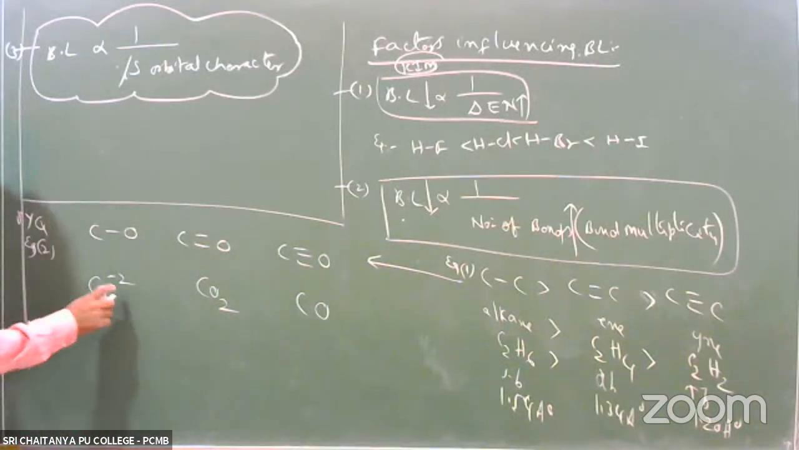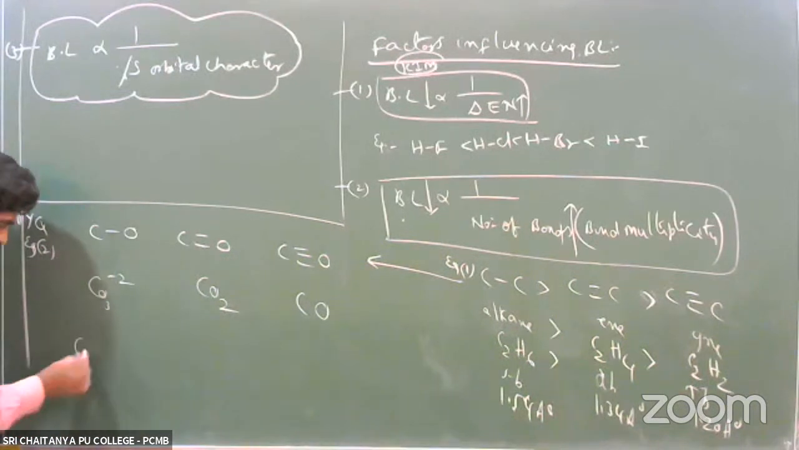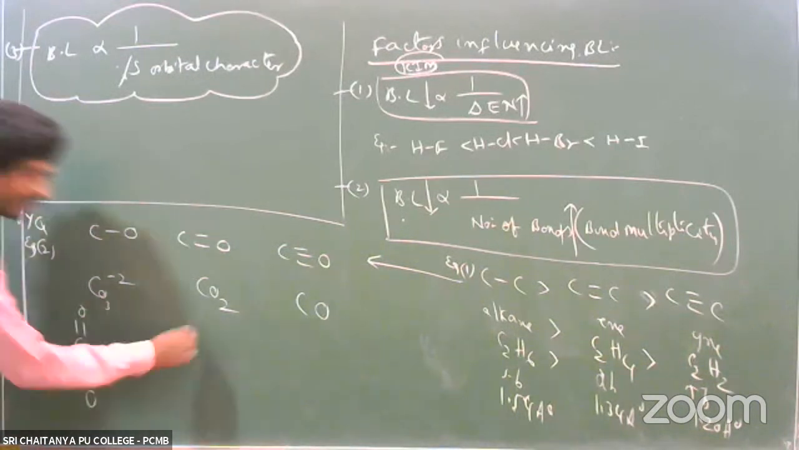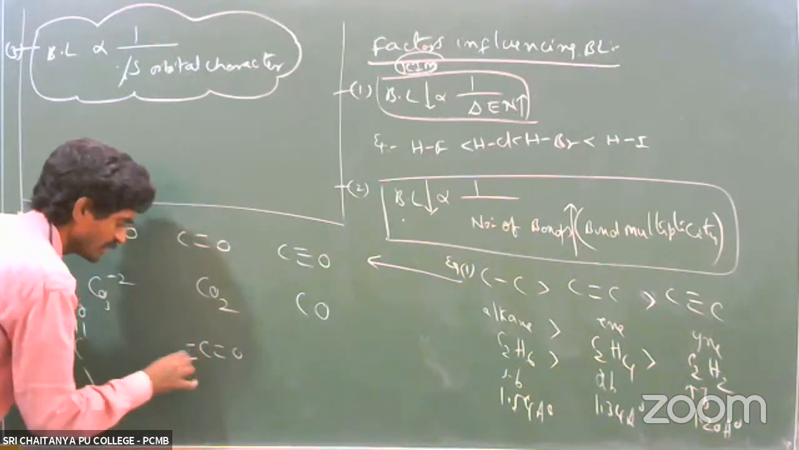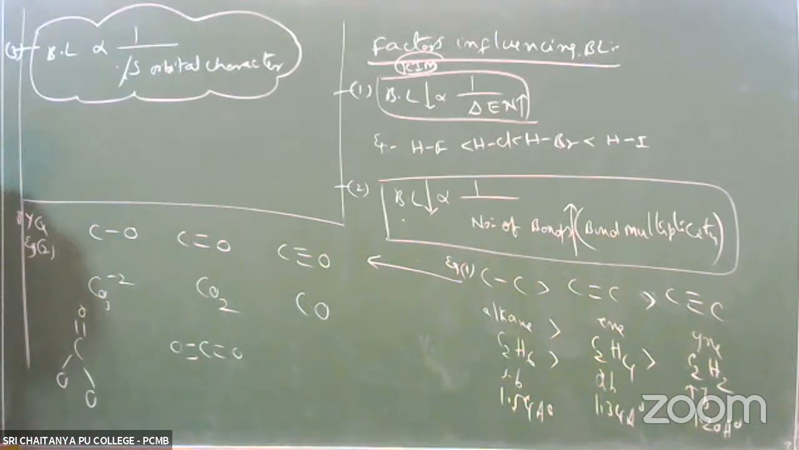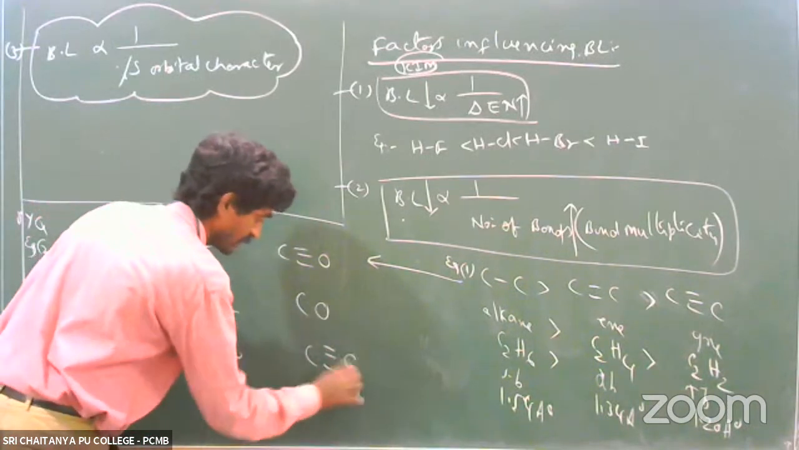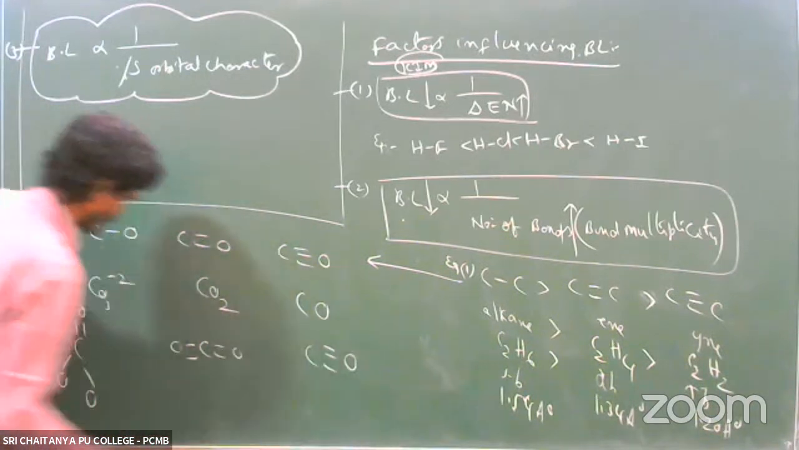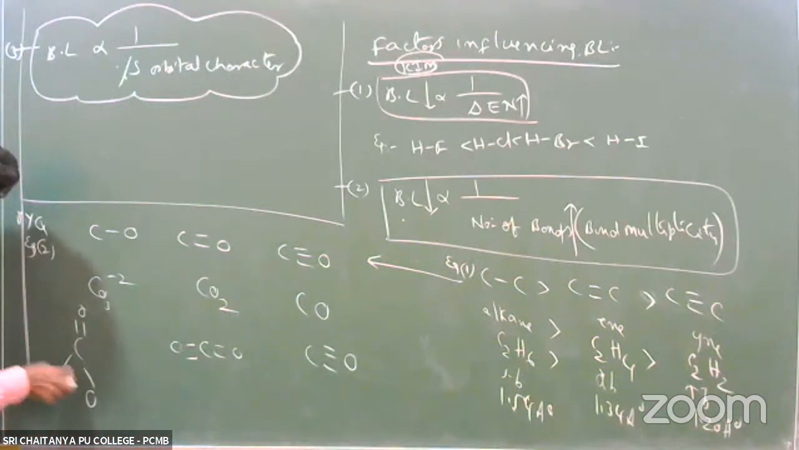Now here, in carbonate, carbon has one double bond and two single bonds, and there are resonance structures also. In carbon dioxide, there are 2 pi bonds present. And in carbon monoxide, 2 pi bonds are present. Between the carbon and oxygen here there is 1 pi bond, and in carbon monoxide 2 pi bonds, and only one sigma bond is there.